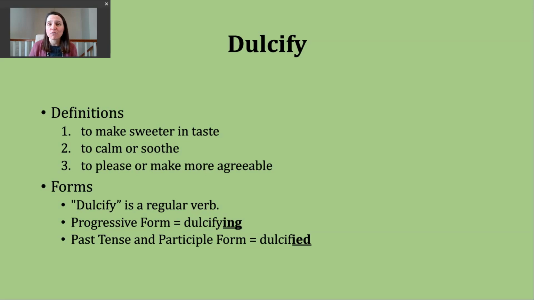You should know that dulcify is a regular verb. To make the progressive form, all I need to do is add ing to form dulcifying. The past tense and participle forms of this verb are going to be made by adding ed. But because our base verb ends in a y, we need to make a spelling change. We're going to drop the y, add an i, and then add ed. Our base verb, dulcify, ends in a vowel sound, and all vowel sounds are voiced. So our past tense ending is going to make a D sound. Dulcified, dulcified.